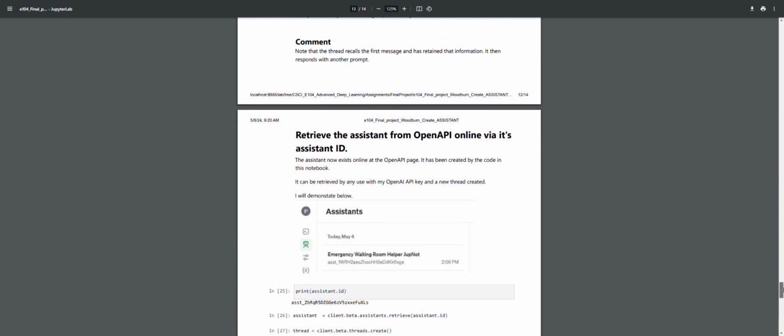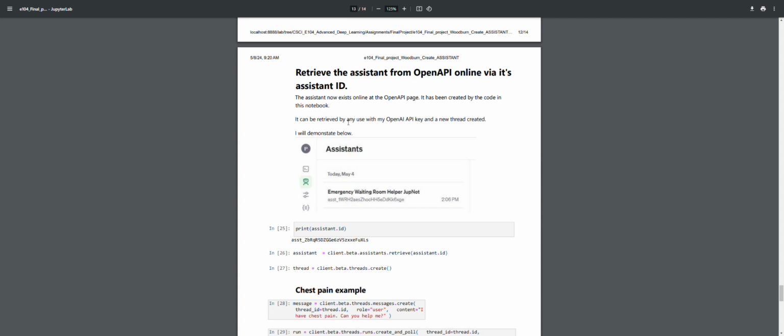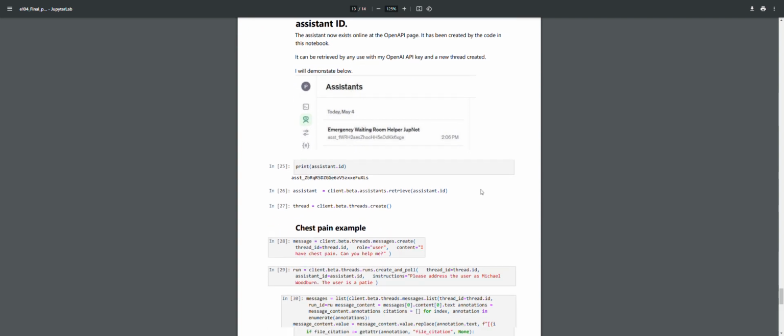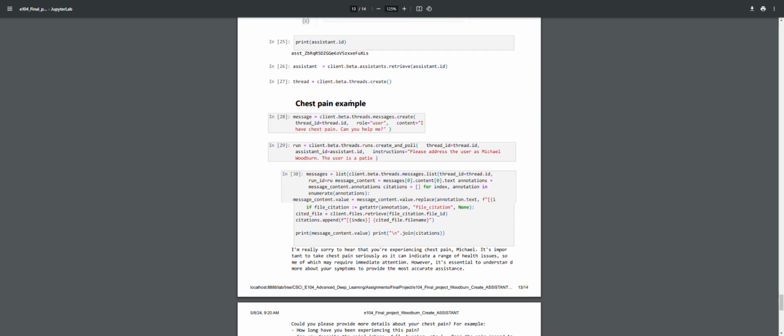And you can also see that it's retaining information as it runs. So this assistant can be retrieved via its assistant ID. These two don't match because I generated this one earlier, and then this is the current run on the Jupyter Notebook. But just with this assistant ID, you can use the OpenAI client to retrieve it.